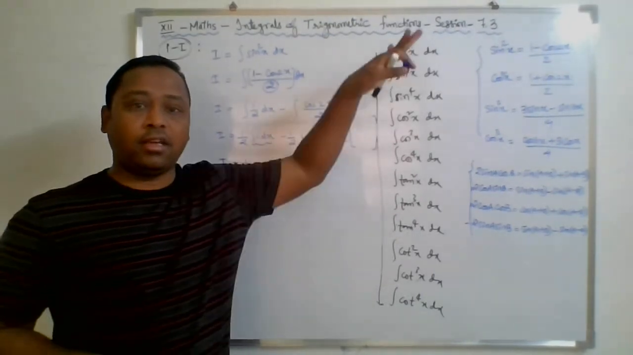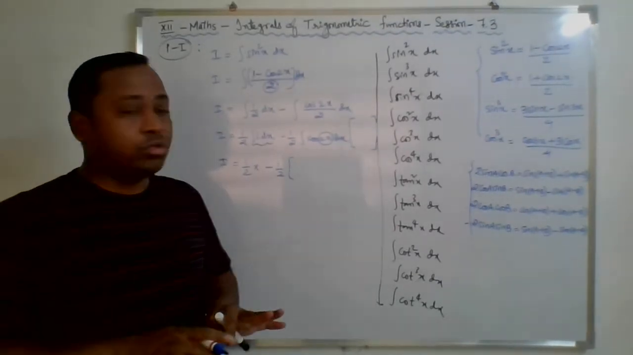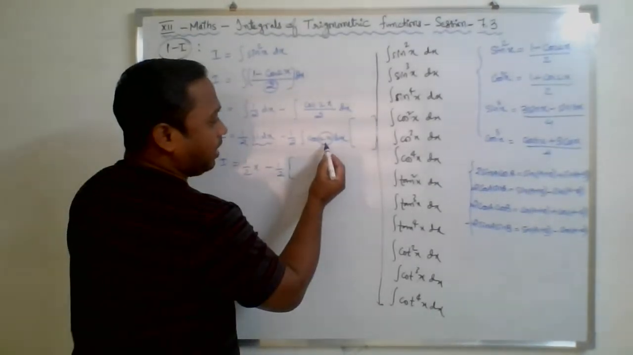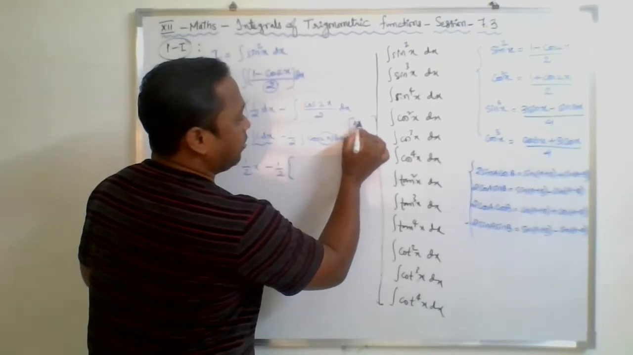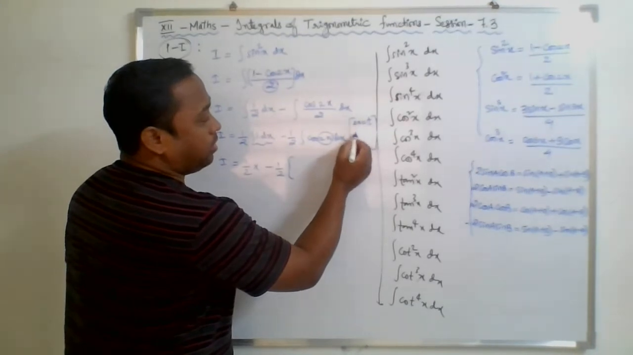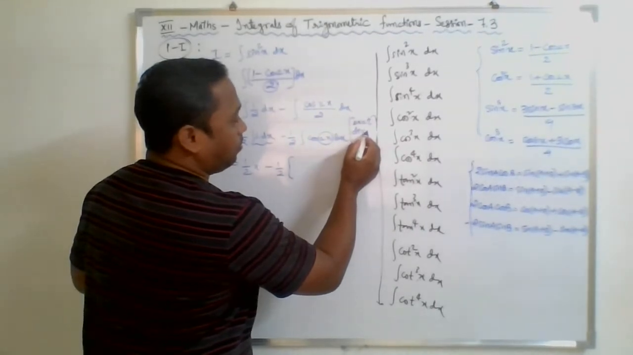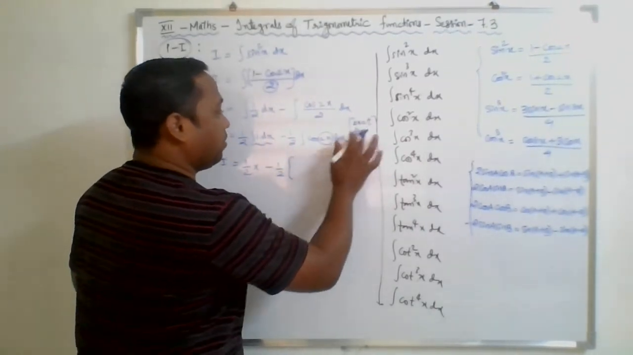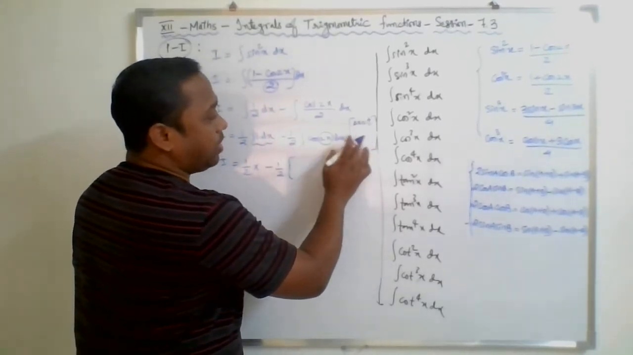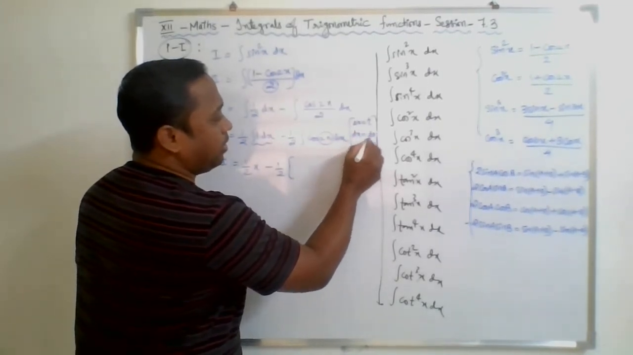Almost every question in these patterns uses the substitution technique, so you will see it in nearly every question. If I assume 2x is equal to t, the derivative of 2x is 2, so 2 is equal to dt by dx, and the dx value will be dt by 2.